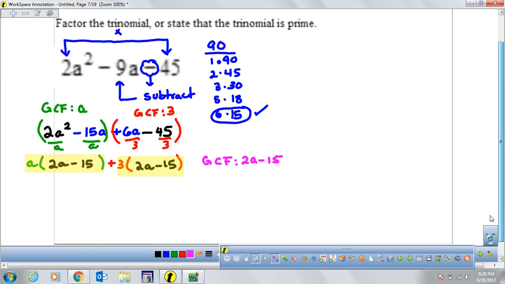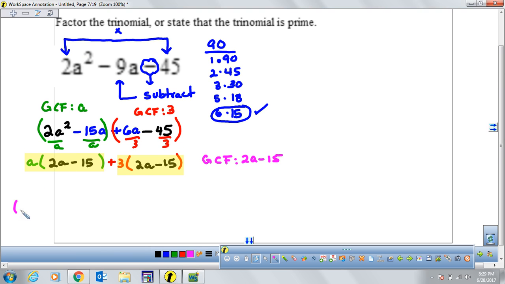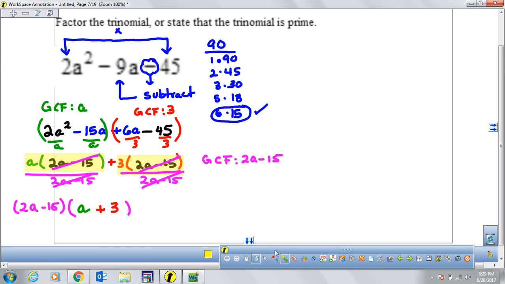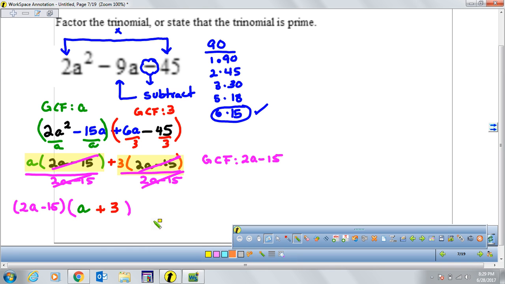So then what's going to happen here is that we're going to factor that 2a minus 15. But then to know what's left over, we're going to divide both of these terms by the 2a minus 15. And what's going to happen to the 2a minus 15 is that it's going to simplify on both of them. So what we have left on the other parenthesis is the a plus 3. And these are the two factors for this trinomial.